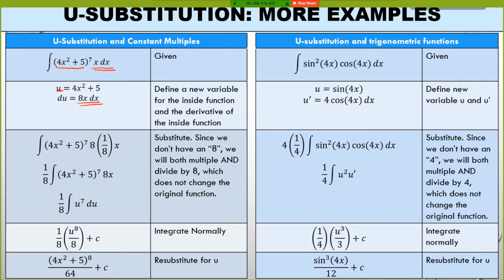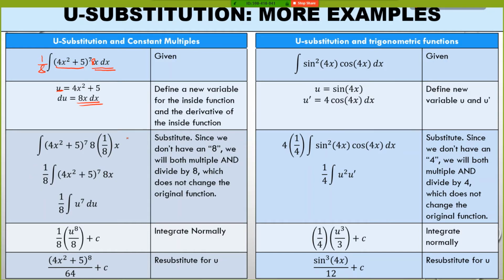So I'm going to multiply by 8. That'll give me the 8x dx that I need. But also divide by 8, that way I don't change the original problem. 8 times 1/8 is 1, and if you multiply by 1, you haven't changed anything. So when I substitute, I can pull this 1/8 out of the integral because it's a constant multiple.